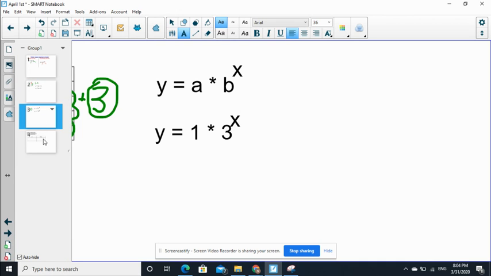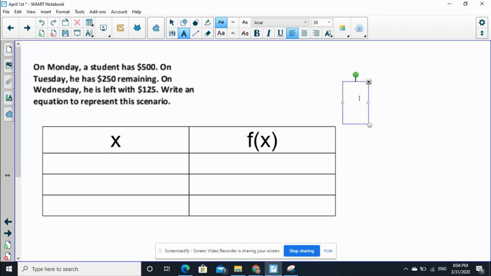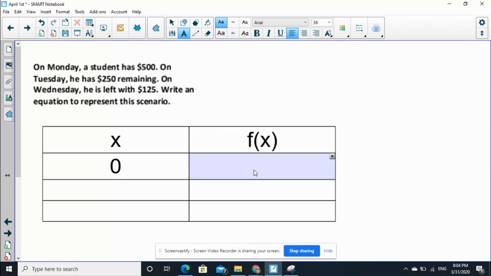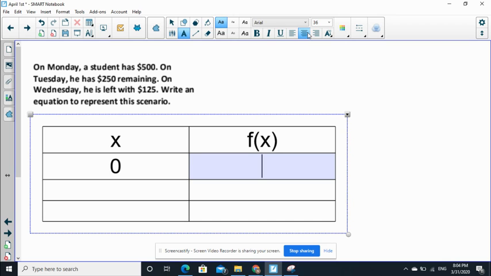Okay, another example. On Monday, a student has $500. On Tuesday, he has $250 remaining. On Wednesday, he is left with $125. Write an equation to represent this scenario. So what is the initial value here, or the starting point? When we start, x is 0. The value of the function is 500. This is the first value.